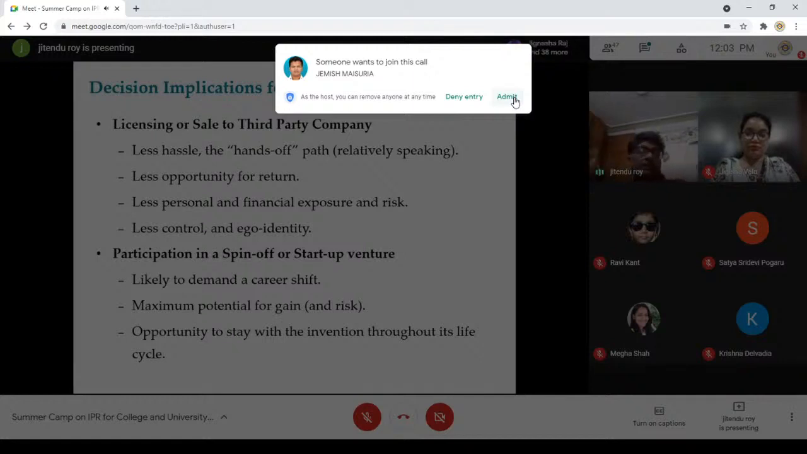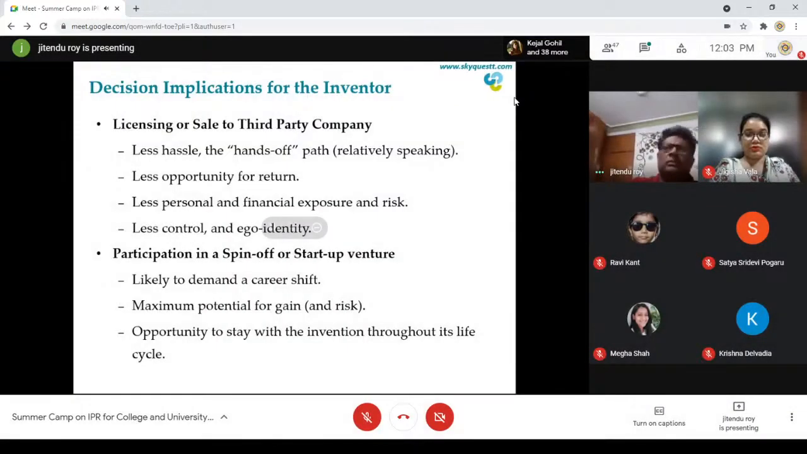But if you participate in a spin-off, it might require a career shift. You have to get involved with those companies, but then you again have a potential for a huge gain. अगर वो successful हो गया तो सारा आपका, अगर fail हो गया तो पूरा risk आपका. Opportunity to stay with the invention throughout its life cycle. Then you are along with that invention because it was a baby and you can give it direction the way you want it. So then दूसरे के हिसाब से नहीं चलना पड़ता.